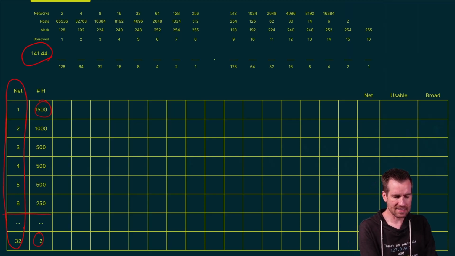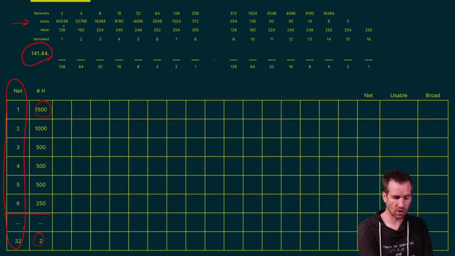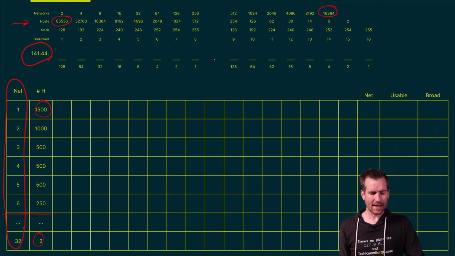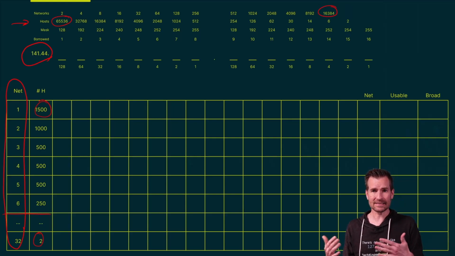Other than that, you can see that we made some adjustments. The hosts go all the way up to 65,000. The networks go all the way up to 16,000. So we made a few little adjustments like that. At this point in time, go ahead and pause your video, try this out on your own, and then hit play and see how close you came. And then after that we will go through it together in case you want a little extra help as you're going through this process.